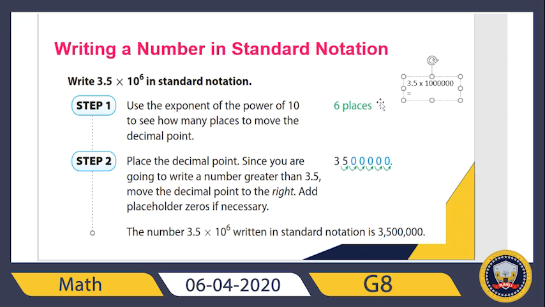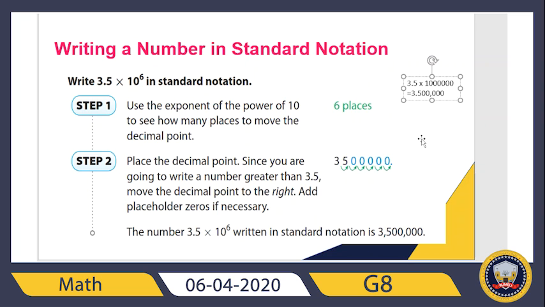As if I'm saying 3. How many steps? One. Then the numbers finish, so I will put zeros: 2, 3, 4, 5, 6. So this will be my answer: 35 and 5 zeros, 3,500,000.